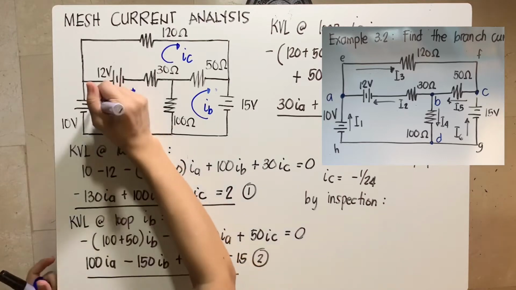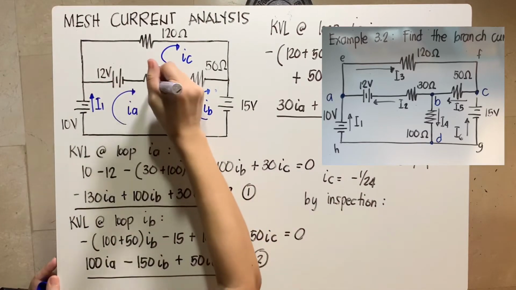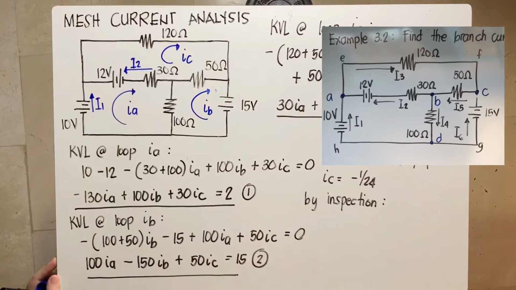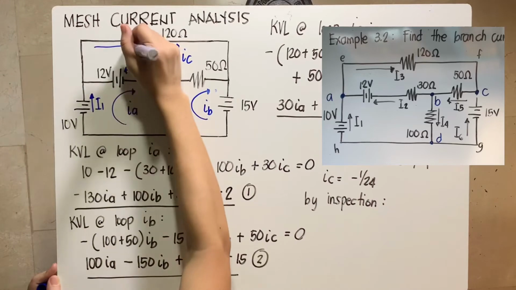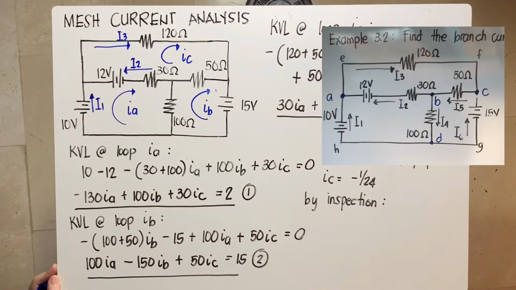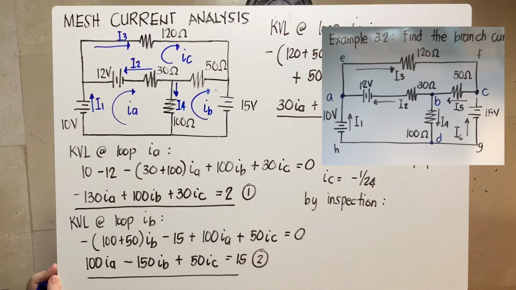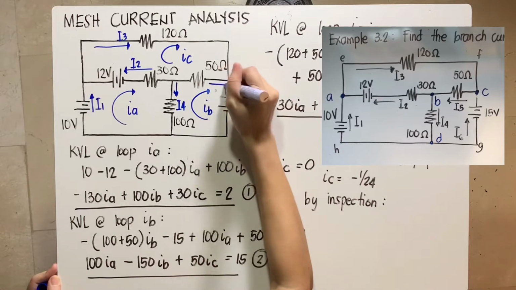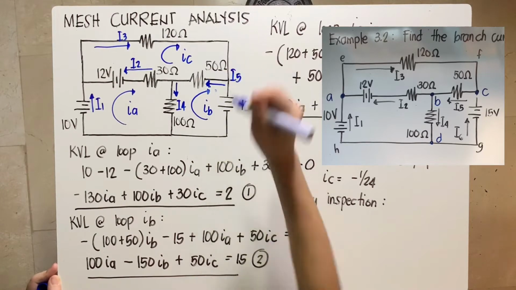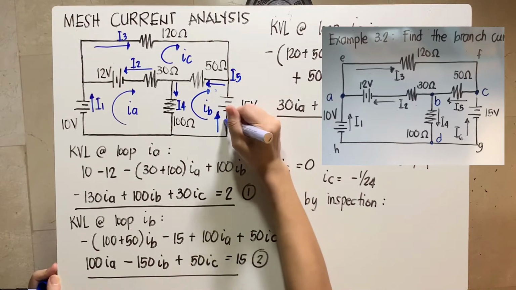So what did I assign? I assigned this as I sub 1. Then the current here is to the left, which is I2. And then I assigned I3 here. After that, I have a downward I4 here. Then I have one to the left here, which is I5. And then I had an upward current here, and that is I6.